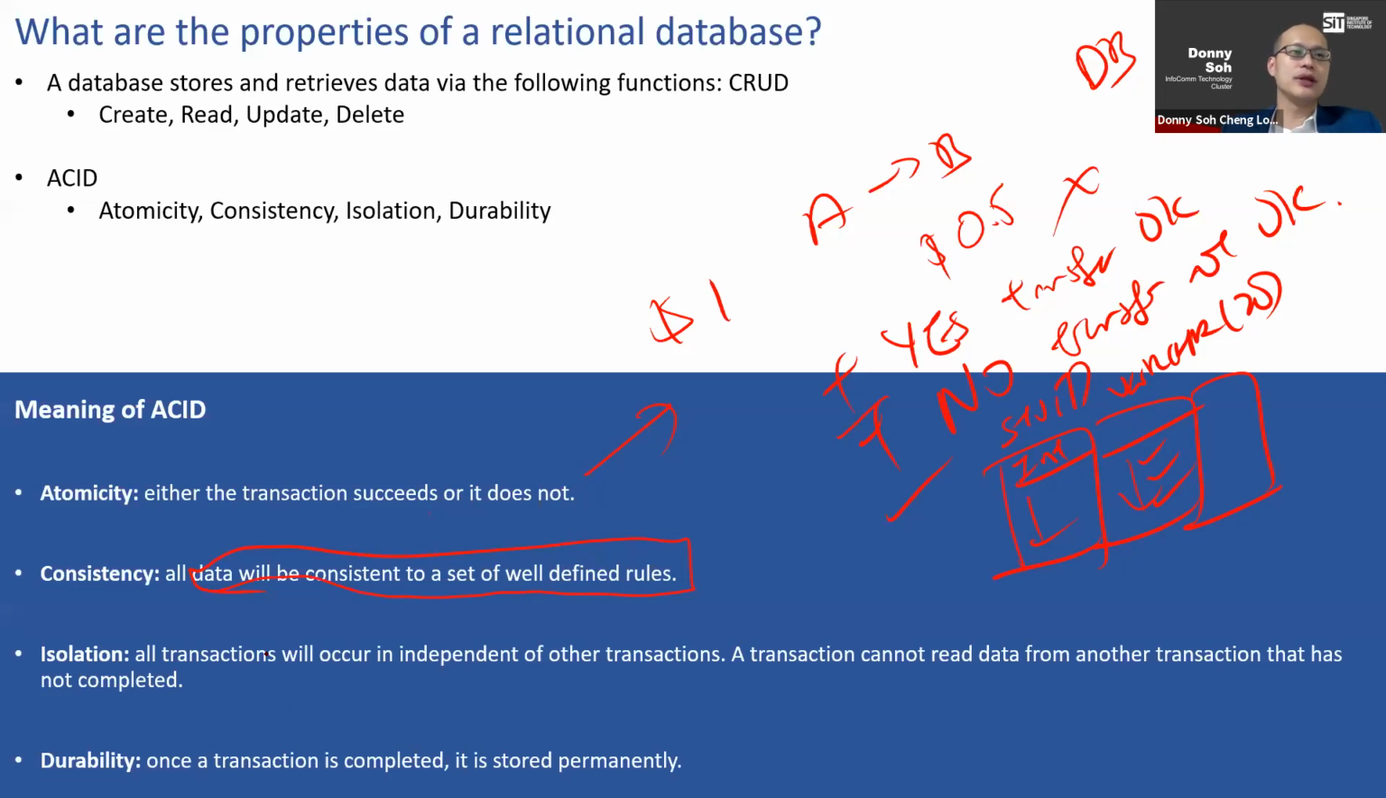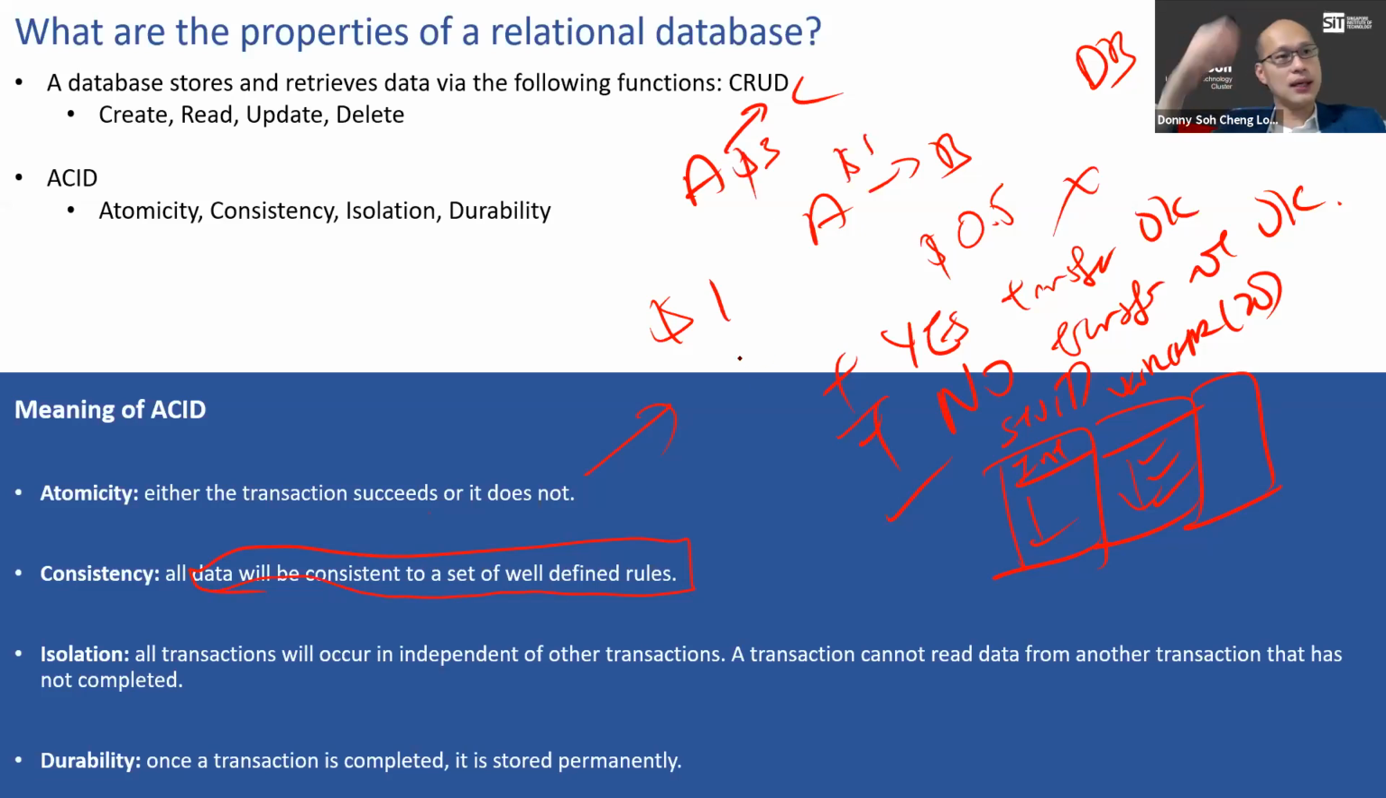Isolation: all transactions will occur independently of other transactions, and a transaction cannot read data from another transaction. Meaning that if I transfer from A to B, and then I want to transfer from A to C, then this is $3, this is $1.